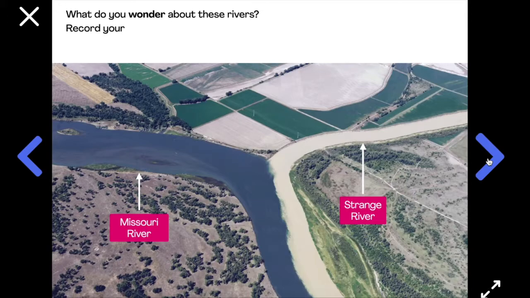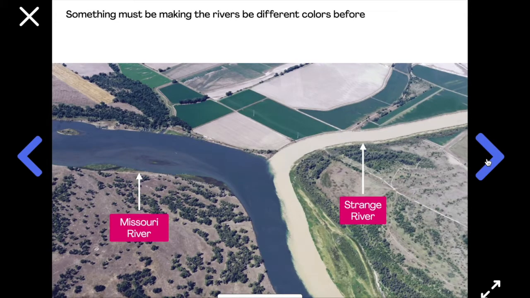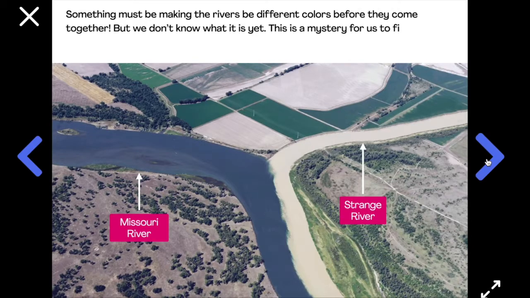Finally, what do you wonder about these rivers? What questions do you want to have answered? Jot down the questions that you're wondering about. Something must be making the rivers be different colors before they come together. But we don't know what that is yet. This is a mystery for us to figure out.